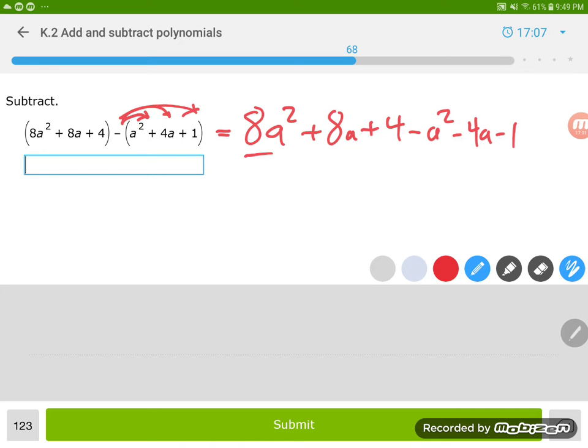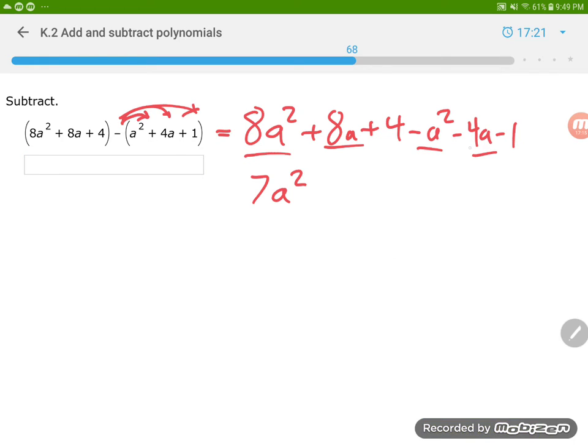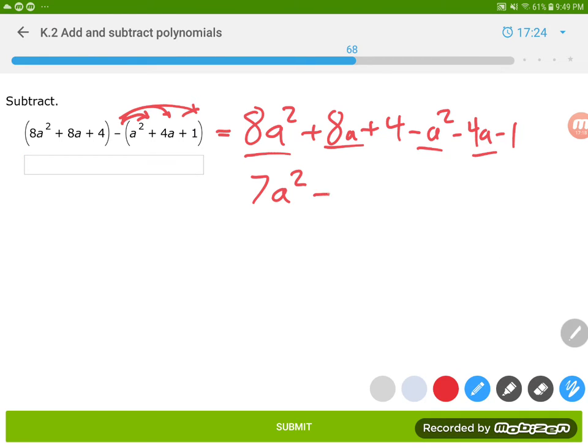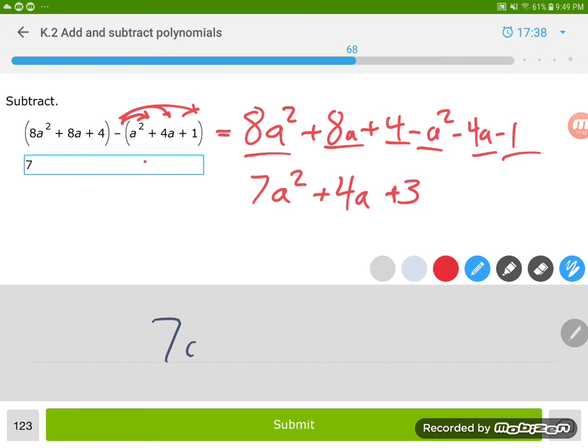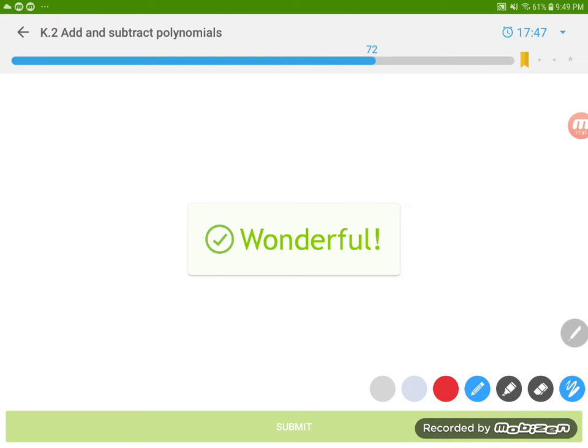So I'll go ahead, identify my like terms, and combine them. I have an a squared and an a squared. So 8a squared minus a squared is going to be 7a squared. I have an a and an a. 8a minus 4a is going to be 4a. And then a constant and a constant, 4 minus 1, is just going to be a positive 3. Okay, and that answer should be correct. Nice.